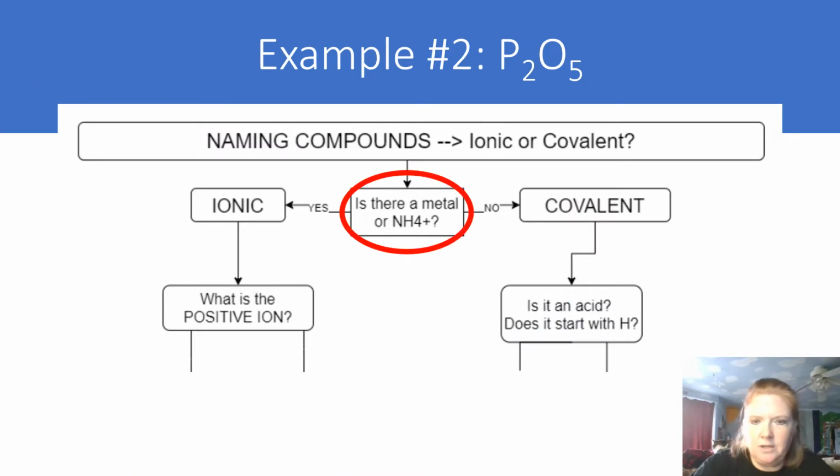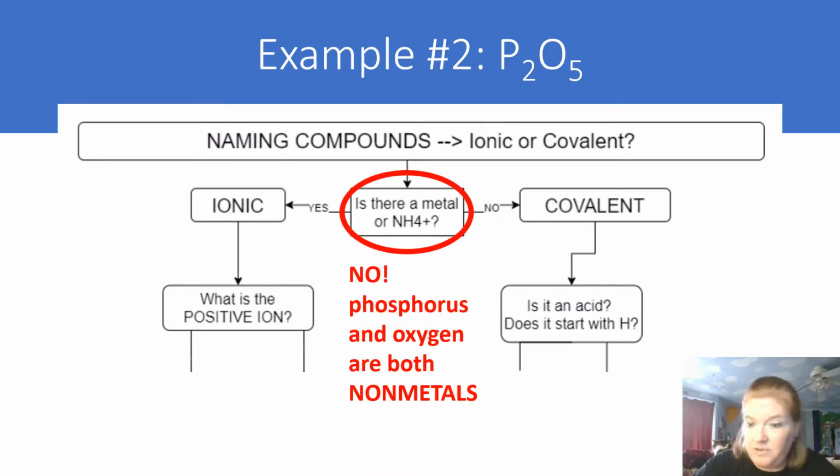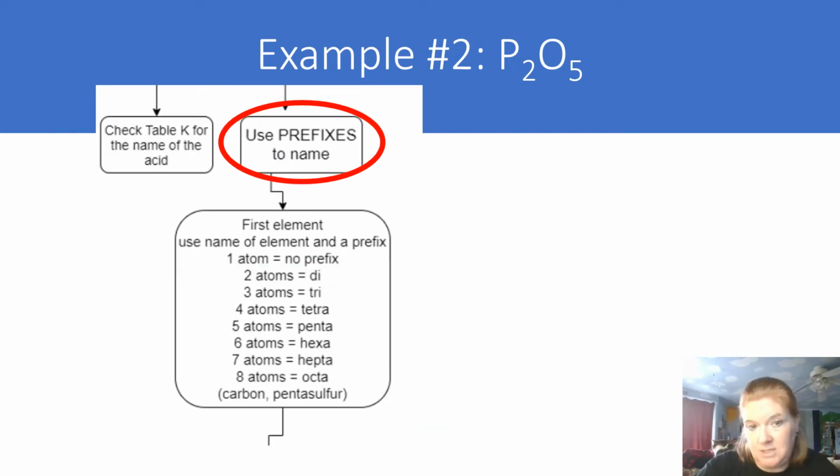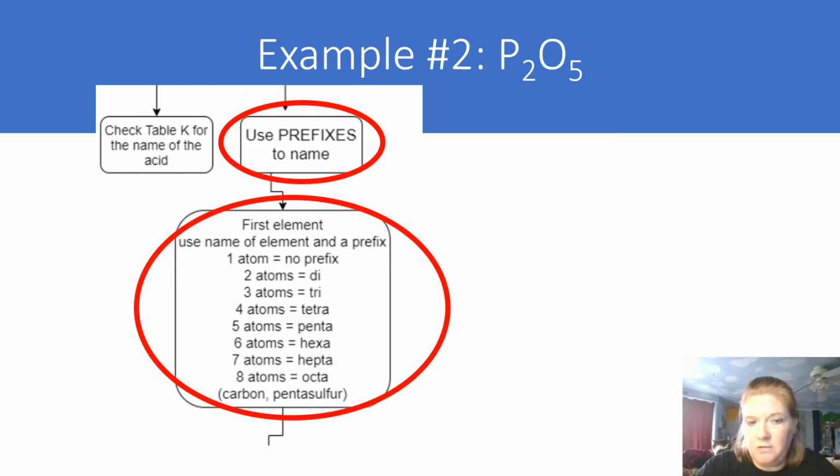Let's look at this one. So is there a metal? No. Phosphorus and oxygen are both nonmetals. That means it's covalent. Since it's covalent, does it start with an H? So is it an acid? No. So we use prefixes to name it. So look at the first element. Look at the subscript. It's 2.